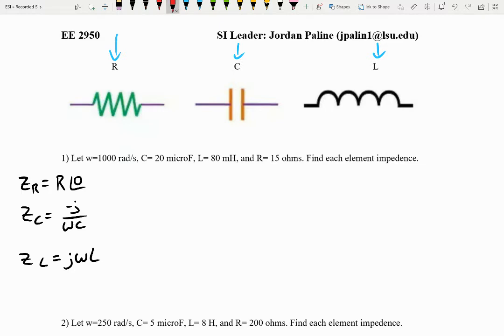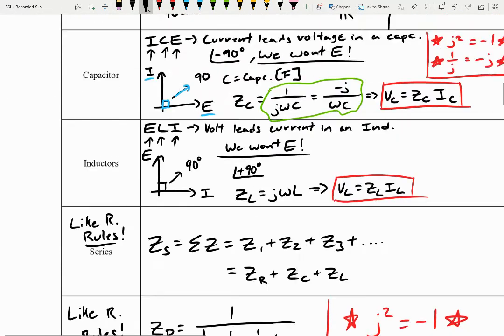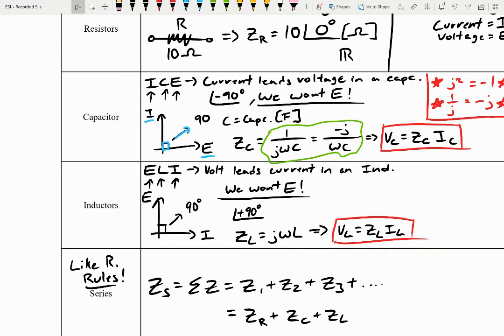So something important to note is J, like we said, is going to be 90 degrees. Negative J, negative 90 degrees. This comes from this concept up here, the Y, X. And from the previous video, how we talked about one leads and one lags the other.